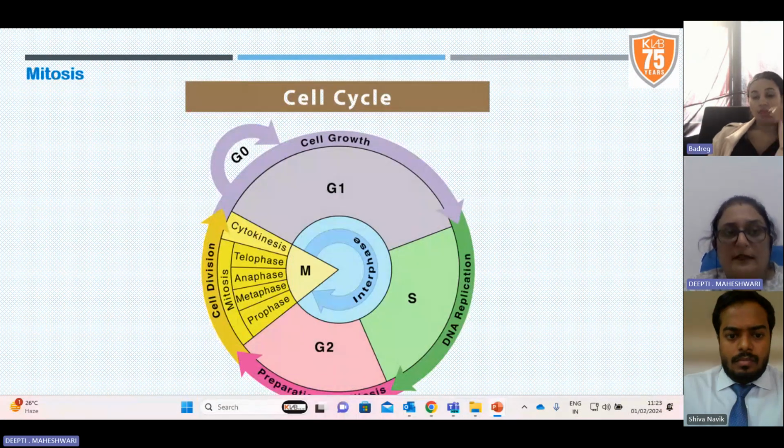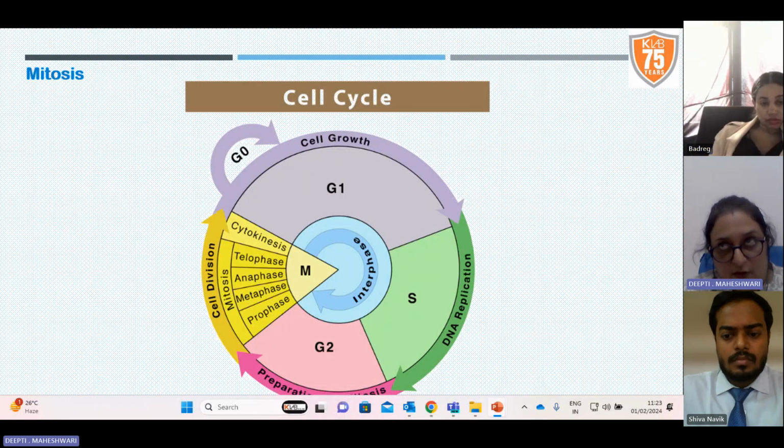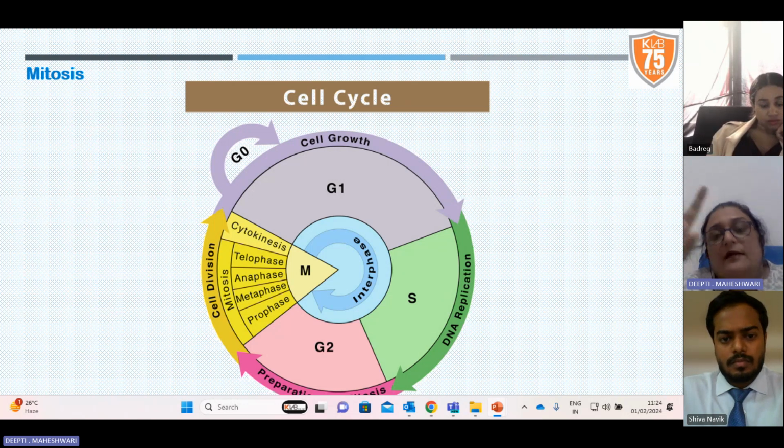Okay, so now on my screen you will see the cell cycle. Mitosis is a procedure in which the somatic cells are dividing. That means all these cells, other than the reproductive cells in the human body, divide with the procedure called mitosis. But mitosis also occurs in a phase manner, and the different phases come under the cell cycle.